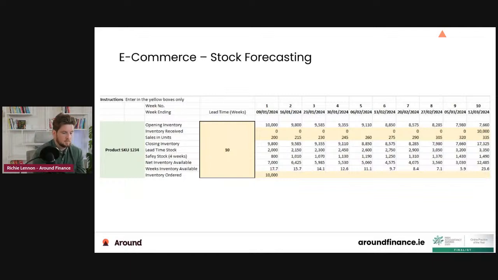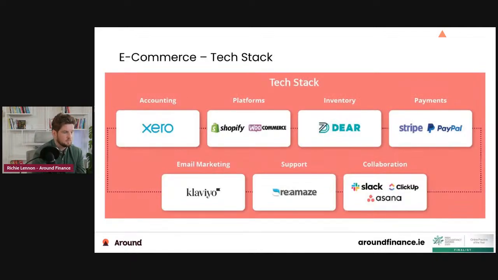Okay, so next up, I just wanted to touch briefly on tech stacks. From a finance perspective, if you are an e-commerce business, my default is to use Xero for your accountancy function. I know QuickBooks and Sage Online are both good products, and QuickBooks is probably competing with Xero. But from what I've seen of both products, Xero is the one you want to use if you're an e-commerce business.